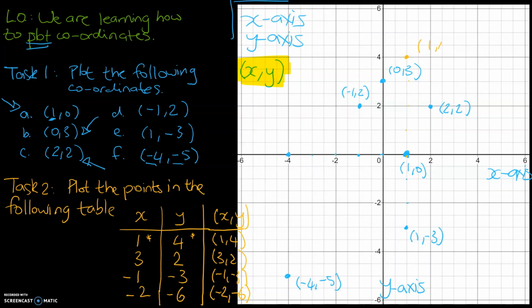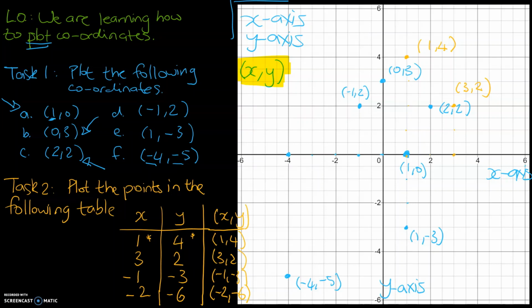Oh, apologies, my pen didn't quite work as intended there. (1, 4). We're then going to move on to the next one, (3, 2). So we're going to start off at 3 along the x-axis. So 1, 2, 3. And we're going to go up 2, 1, 2. And that's kind of in the middle of our previous coordinate. That there would be (3, 2).